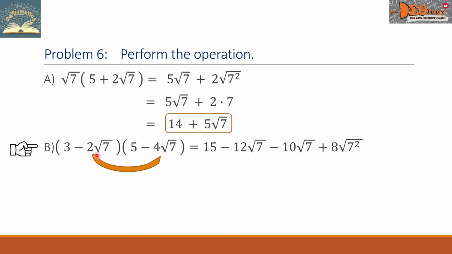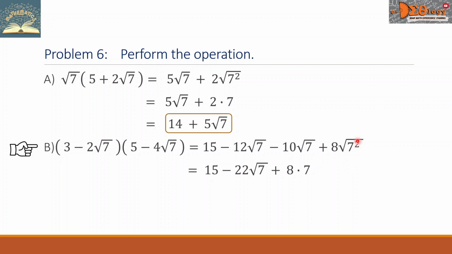Then negative 2 square root of 7 times the negative 4 square root of 7. We have positive 8 times square root of 7 squared. Let us now simplify further. For this 15, we will copy down there, and we are going to combine these two terms, negative 12 square root of 7 minus 10 square root of 7. We will get negative 22 square root of 7 plus this 8 times square root of 7 squared.